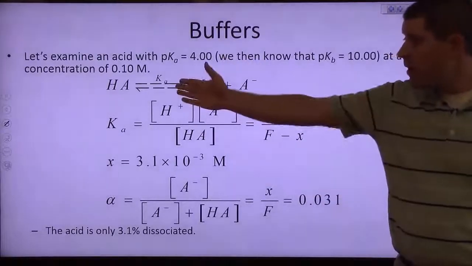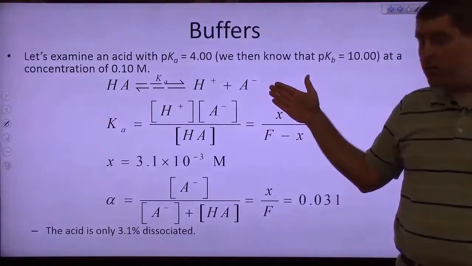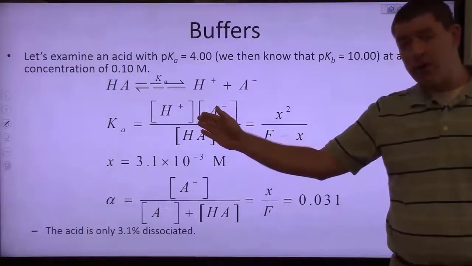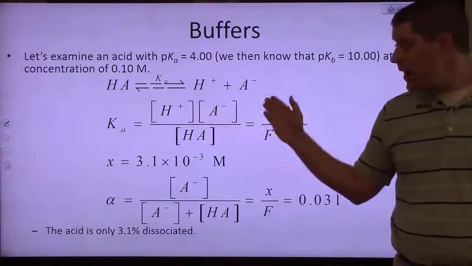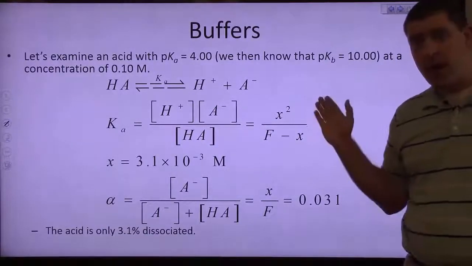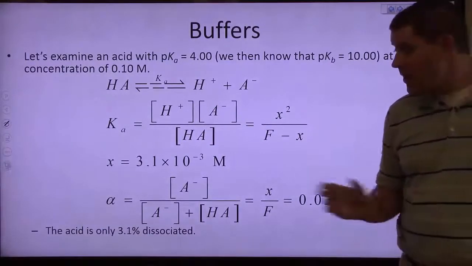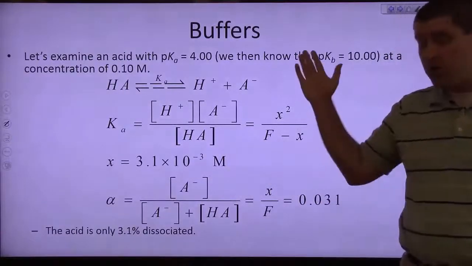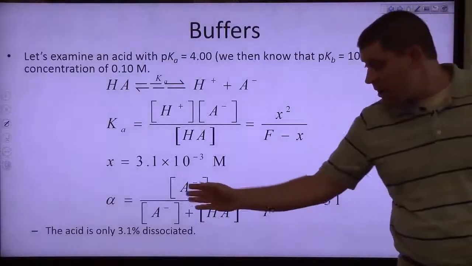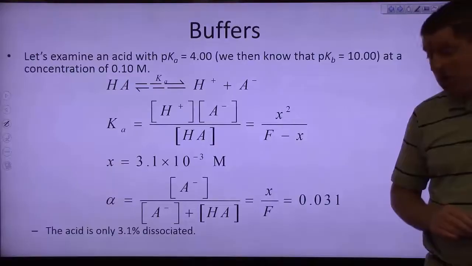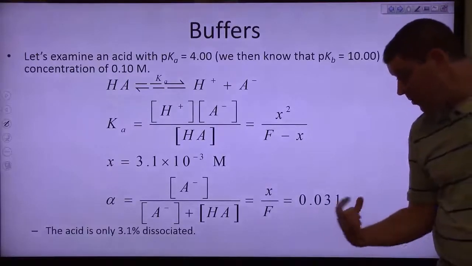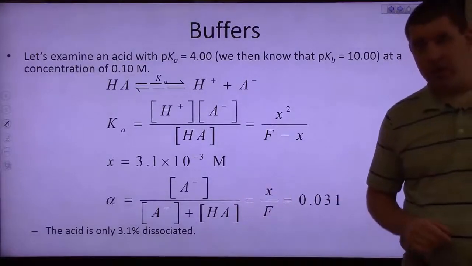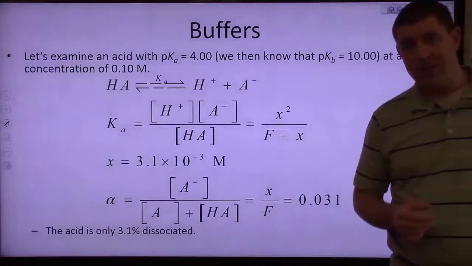Well, we can write out our acid dissociation reaction, we can write out our Ka, and then we're going to replace the concentration of H plus and A minus with X, so we get X squared divided by F minus X. Now in this case then, X is 3.1 times 10 to the minus 3 molar, given the value of our pKa, and that means that our alpha, our fraction of dissociation, is 0.031. That is, the acid is only 3.1% dissociated. It's almost 97% still protonated.